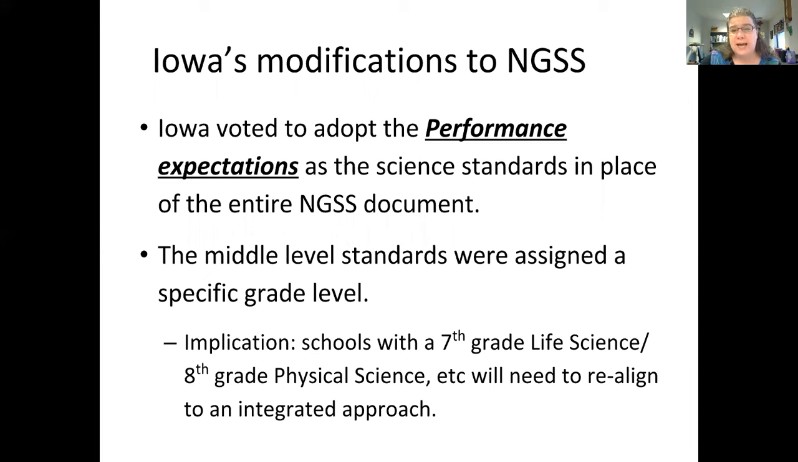So schools that have a domain-specific 7th, 8th, or even 6th grade course will need to transition away from that model. So let's say, for example, a district teaches 7th grade life science and 8th grade earth science. They will need to transition away so that 7th grade will incorporate life and earth and physical, and the same is true at 8th grade.